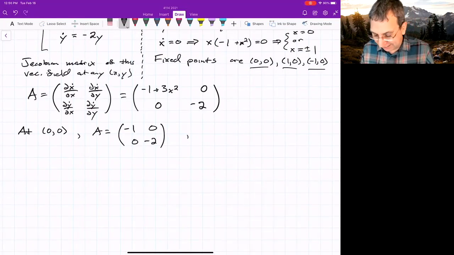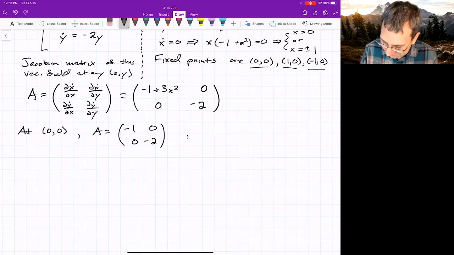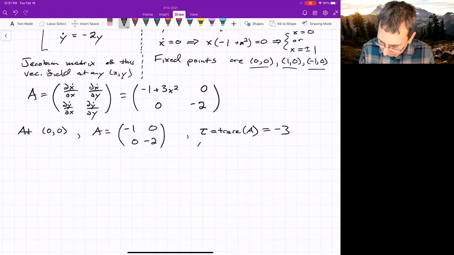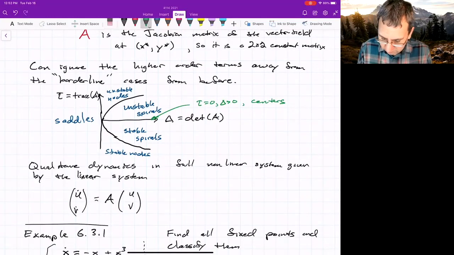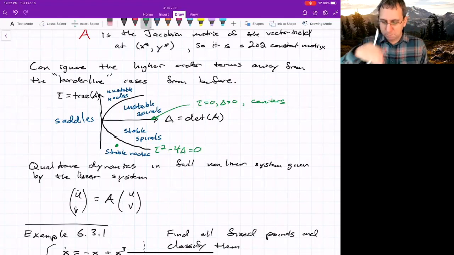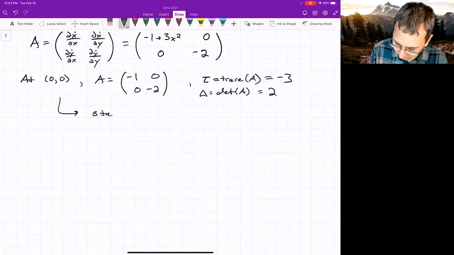I mean, we could automatically get the eigenvalues from this, but let's write it in terms of the trace and the determinant. The trace is negative 3, and the determinant is 2. So hold on. We'll be in this stable node region, because what was that hyperbolic line? That was the case for tau squared minus 4 delta equals 0. And we're below that. So we're in the stable node regime. We have a stable node.